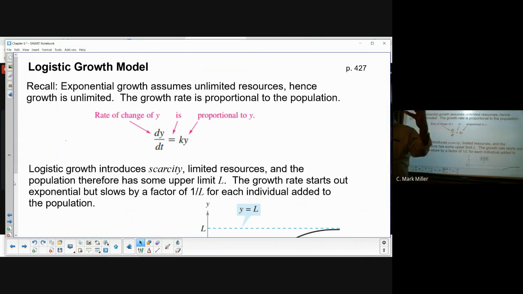If there were unlimited resources, no matter how many rabbits there are, 2 rabbits or 4,002, and all of them still had the best hiding places, all of them still had the best food, etc. Then it would keep growing exponentially. It's the scarcity of resources that slows the growth rate.